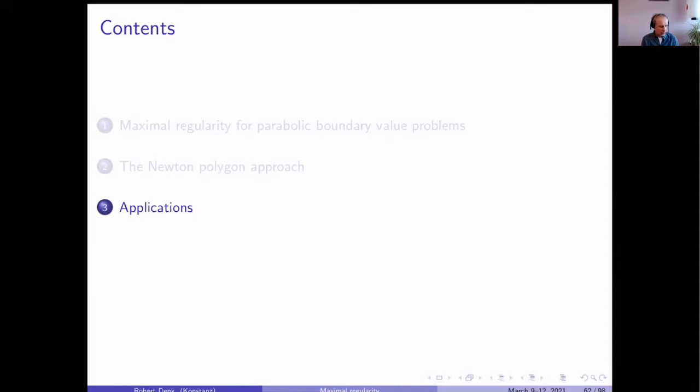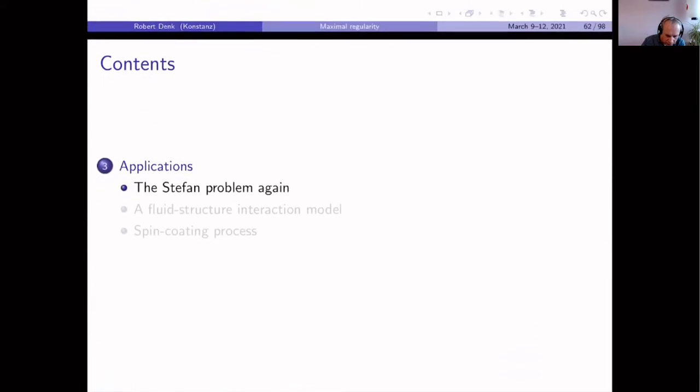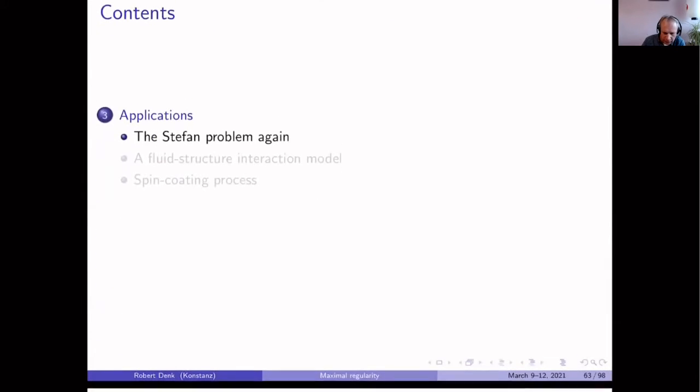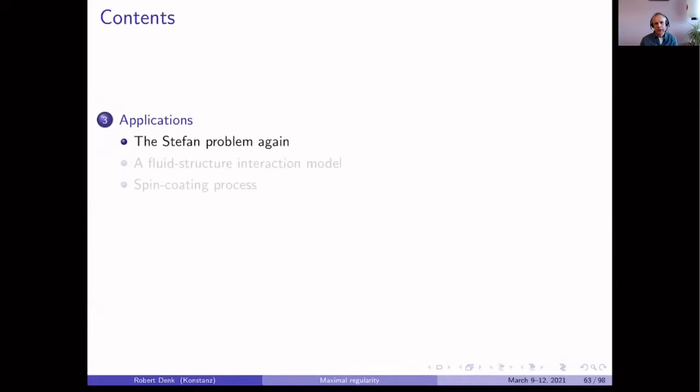And today I will come to some applications. The first application will be the Stefan problem, which was also the motivation yesterday. Then I will come to a fluid structure interaction model. And here I'm very happy that Matthias Hieber is also a speaker in this conference, who is a specialist in this. And in fact, I can use many of his ideas in this part. And maybe finally, I will say some words on a so-called spin coating process.